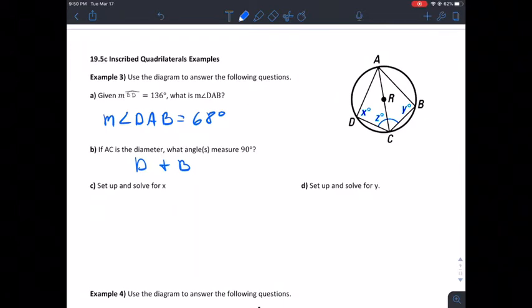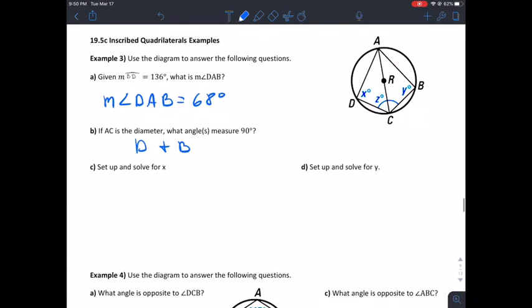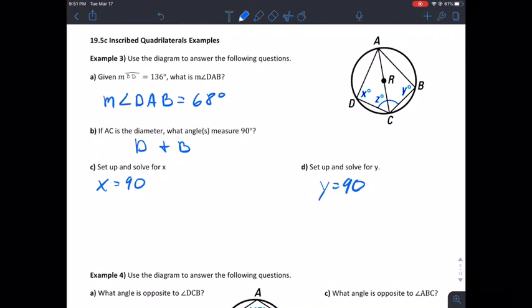Now it says to set up and solve for x. Well, you already know x is going to equal 90. Then it says set up and solve for y. Well, guess what? Y is going to equal 90.